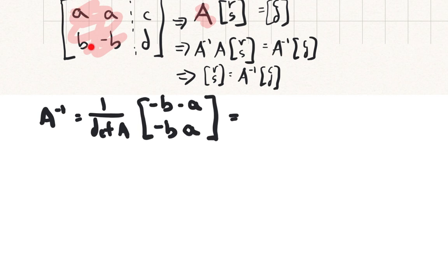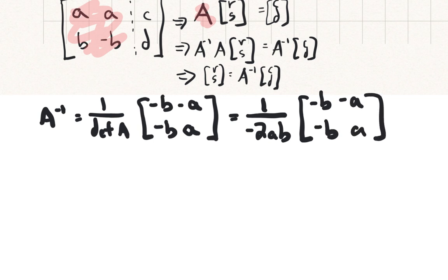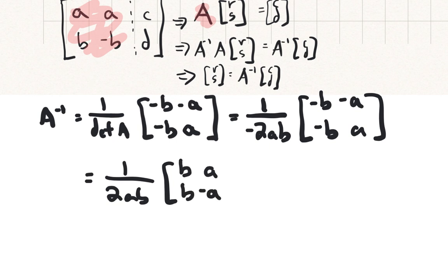So it's going to be A times minus B minus A times B. So that's going to be negative 2AB. So this is minus 2AB times negative B, negative A, negative B, A. And I'm going to multiply that negative through just to make my life a little bit easier. So this is the same thing as 1 over 2AB, and I'm just going to change the signs of everything inside. B, A, B, minus A.